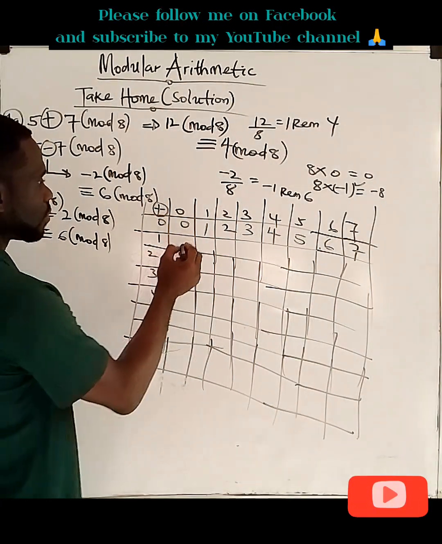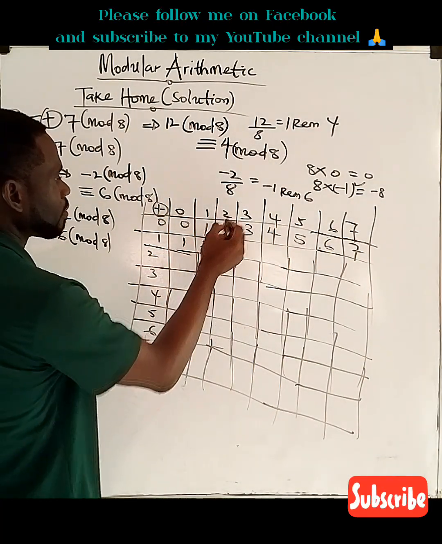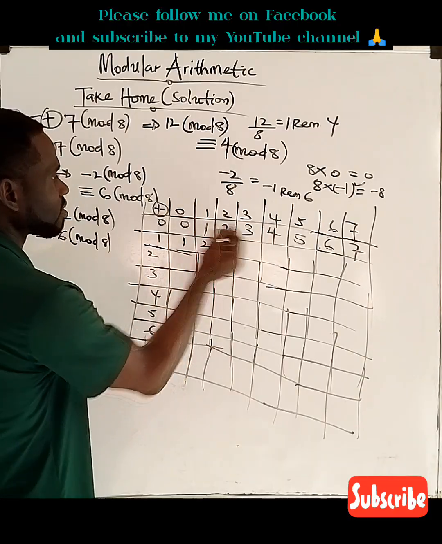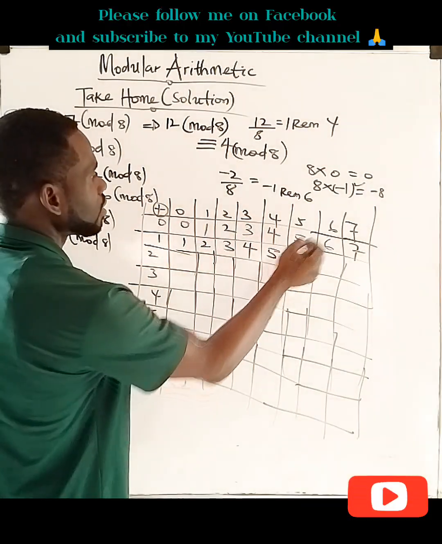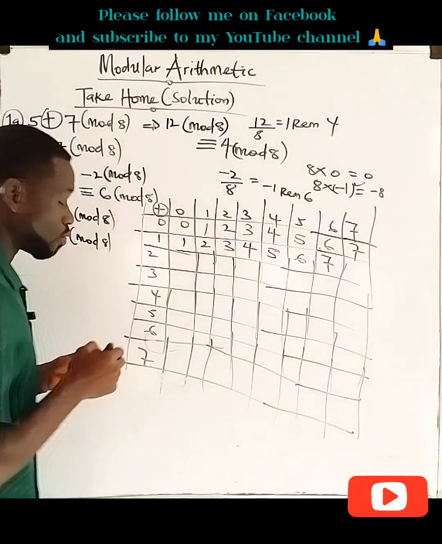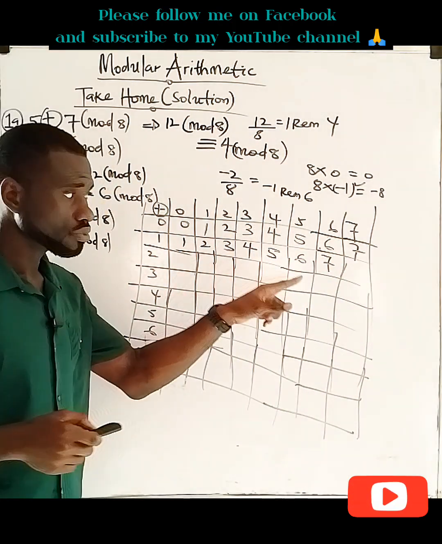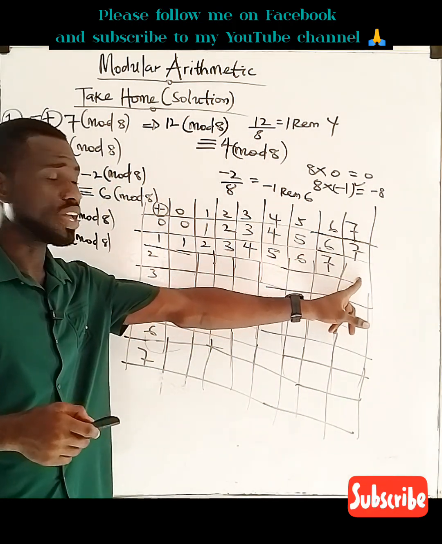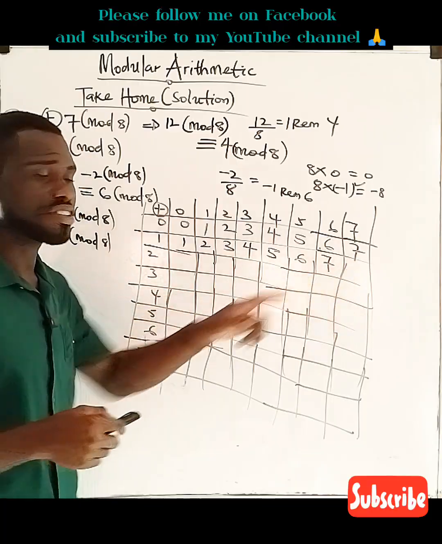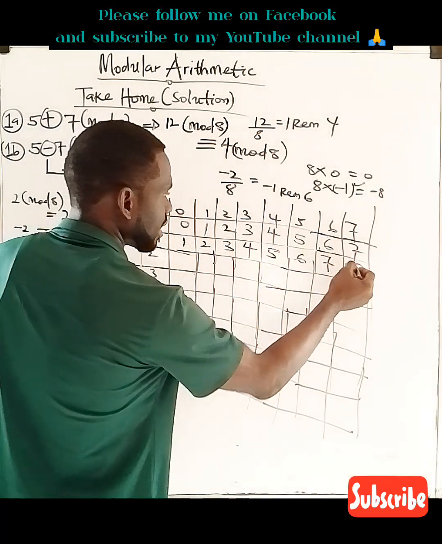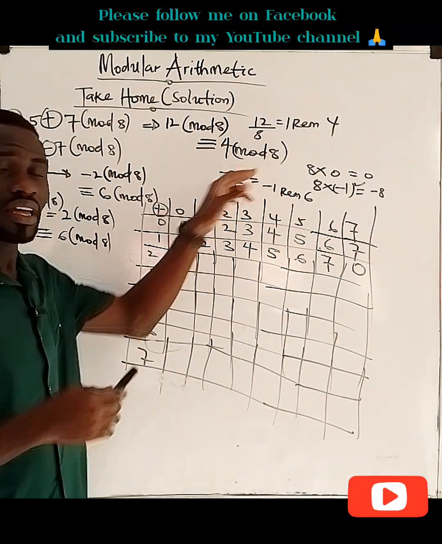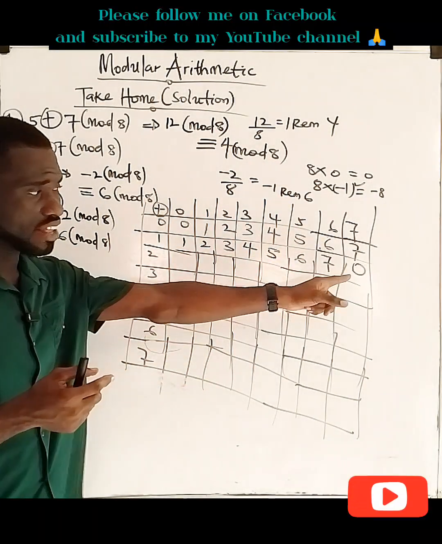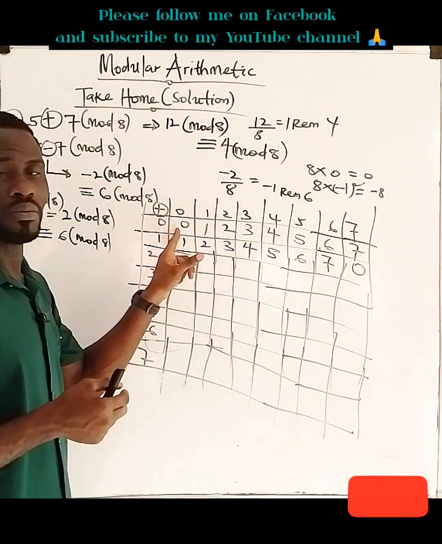Next, 1 plus 0 is 1, 1 plus 1 is 2, 1 plus 2 is 3, 1 plus 3 is 4, 1 plus 4 is 5, 1 plus 5 is 6, 1 plus 6 is 7, and 1 plus 7 is 8. Now you can't write 8 here because you're talking about modulo 8. So 8 divided by 8 is 1, remainder 0. So you're going to write 0 down. Once you get to the maximum, which is the modulo, it's going to wrap around. We start all over again from 0.